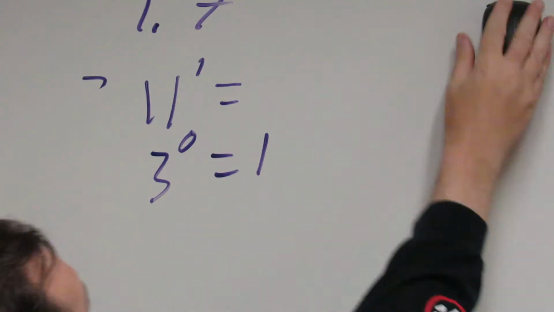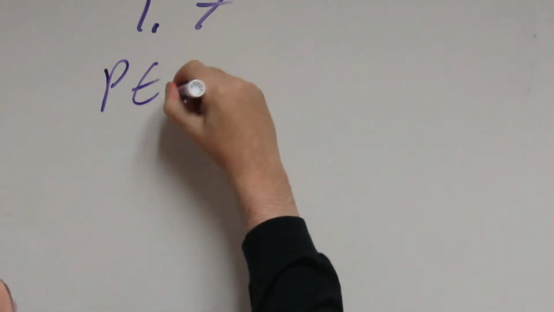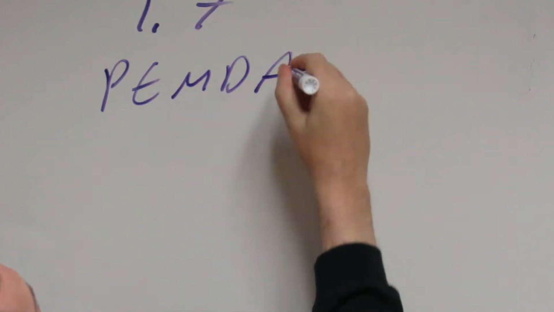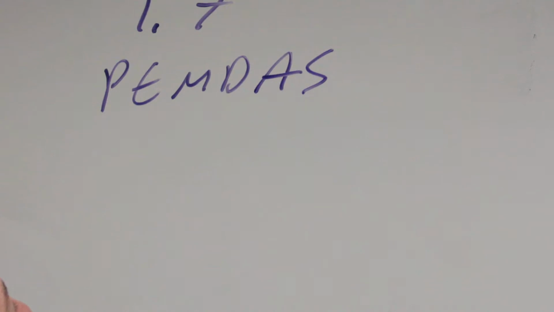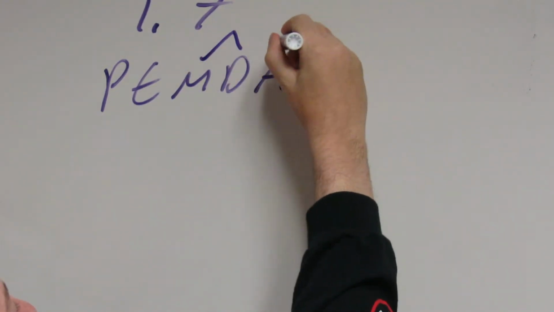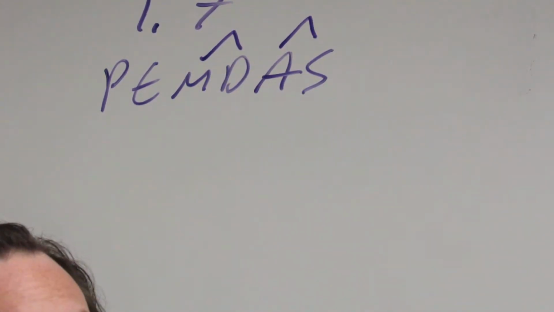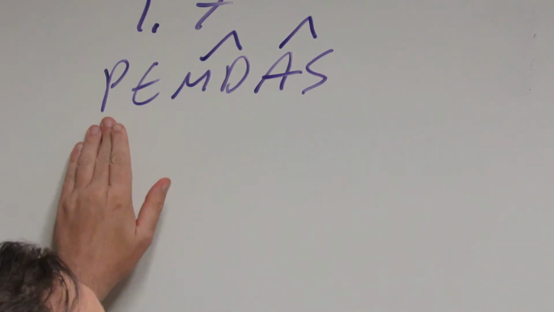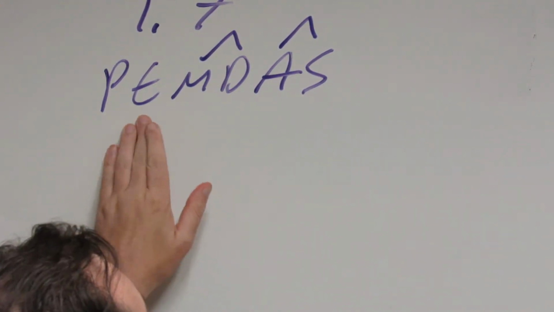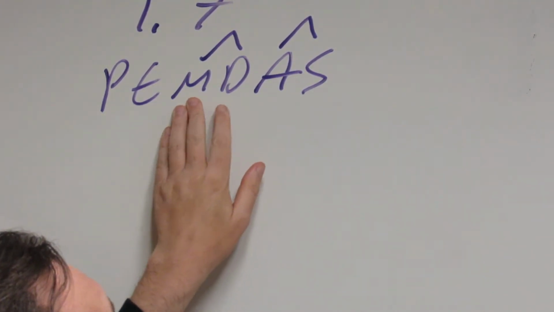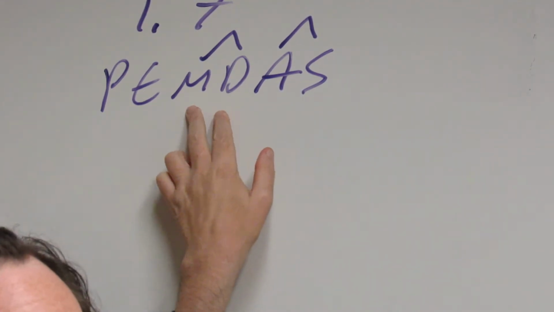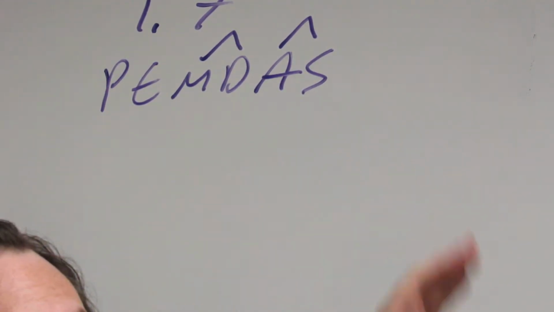So using that information, you need to know the order of operations, which is PEMDAS. And what I like to do is draw a little caret or hat there, because it means that you do whatever's in parentheses first, then you do exponents, and then you do multiplication and division from left to right.